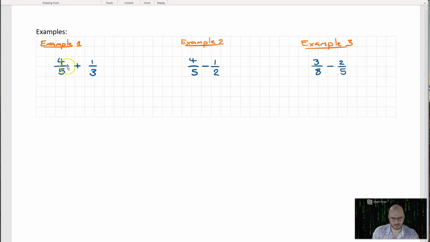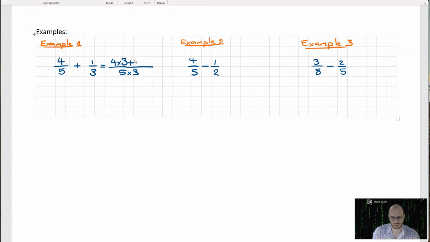We have 4 over 5 plus 1 over 3, for example. We're going to follow the same process. We're going to get our two denominators, those being 5 and 3, and I'll write it underneath as 5 times 3. And I'm going to draw my fraction line, and then at the top I grab my first numerator, which is 4. Then I'm going to multiply it with 3. I'm going to put my plus, because we're going for addition.